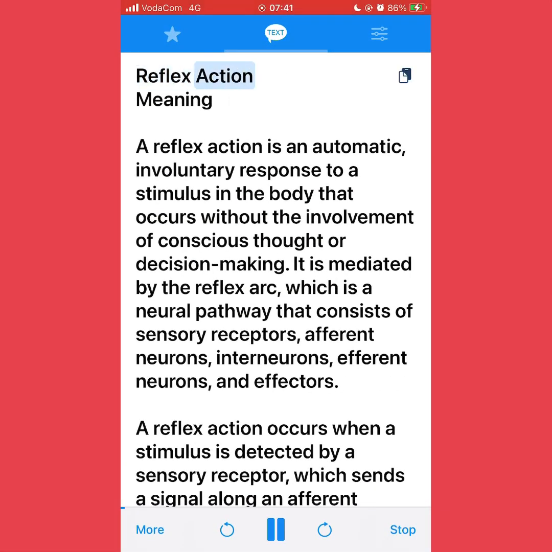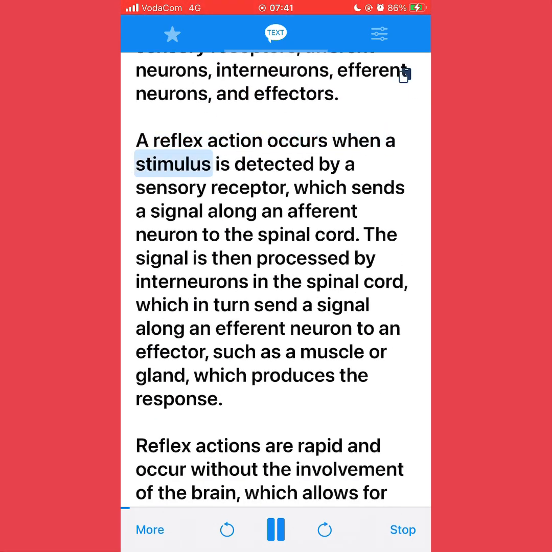Reflex action. Meaning. A reflex action is an automatic, involuntary response to a stimulus in the body that occurs without the involvement of conscious thought or decision-making. It is mediated by the reflex arc, which is a neural pathway that consists of sensory receptors, afferent neurons, interneurons, efferent neurons, and effectors. A reflex action occurs when a stimulus is detected by a sensory receptor, which sends a signal along an afferent neuron to the spinal cord.